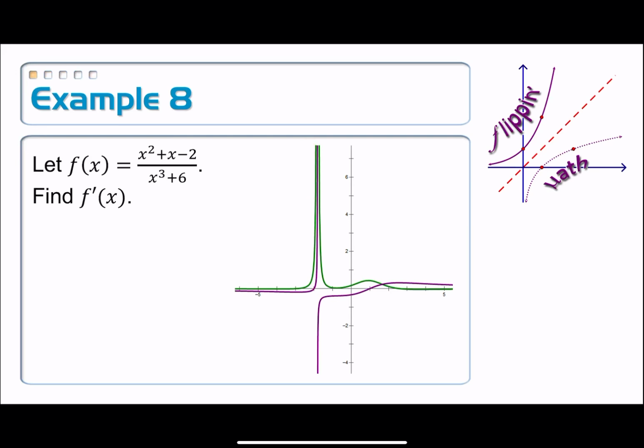Okay, we can see that because the green graph goes up to infinity on either side, you've got some rapid growth, right? So you're approaching a vertical tangent line, and that's definitely true. You can see that it crosses the x-axis right here, which means that even though it's hard to see, there should be a little hump there, a little relative maximum.